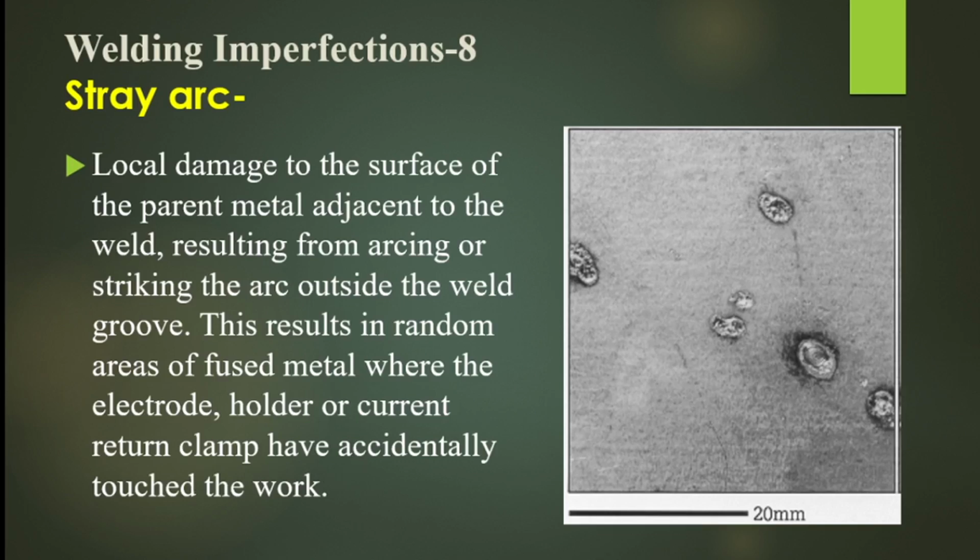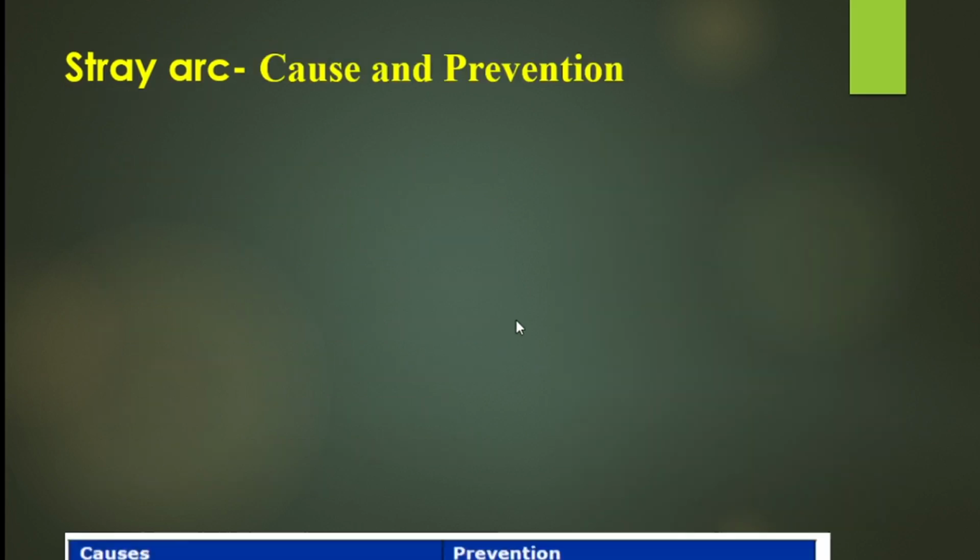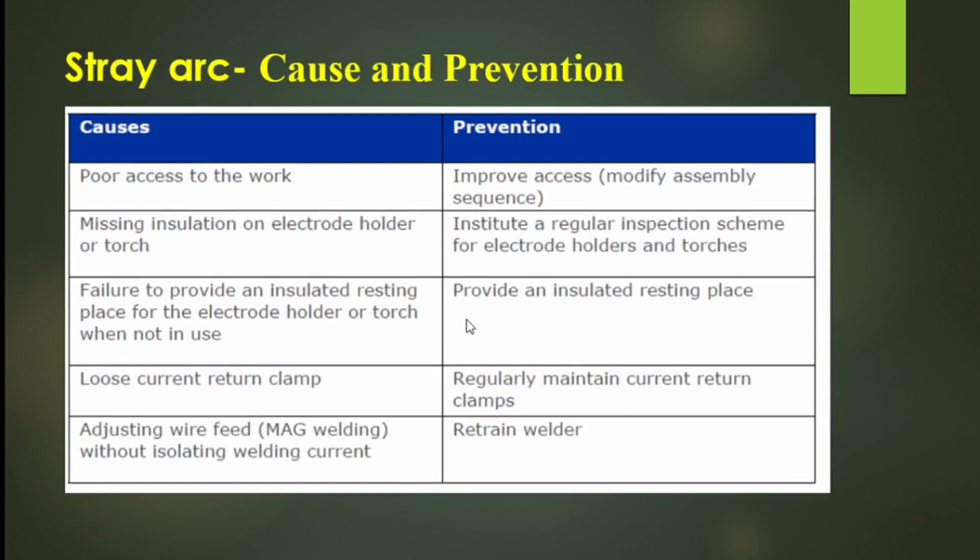Actually, when we are doing the welding, if the electrode suddenly strikes the parent metal, or the holder or current return clamp does. Current return clamp means what we call the earthing clamp. So this is the current return clamp. If it suddenly strikes accidentally, that is when this happens. Actually this happens on the surface of the parent metal. So, cause and prevention: why it happens and how we can prevent it.